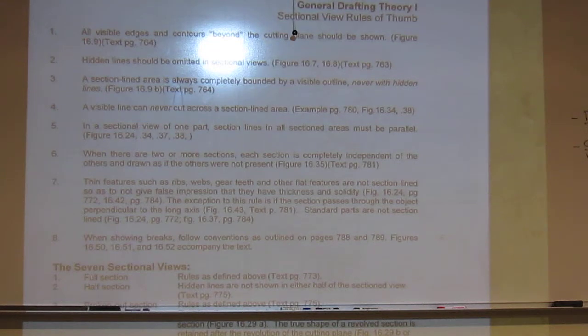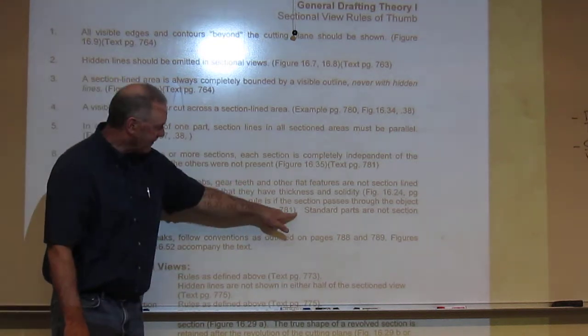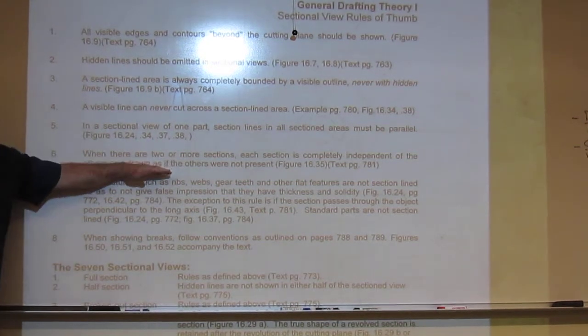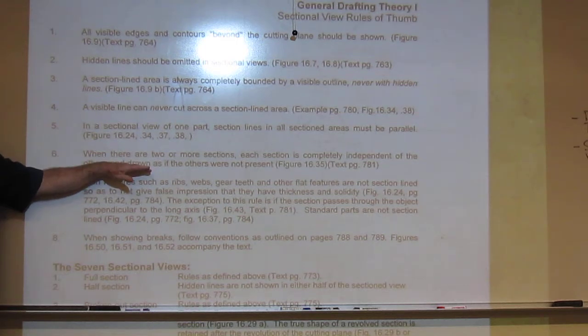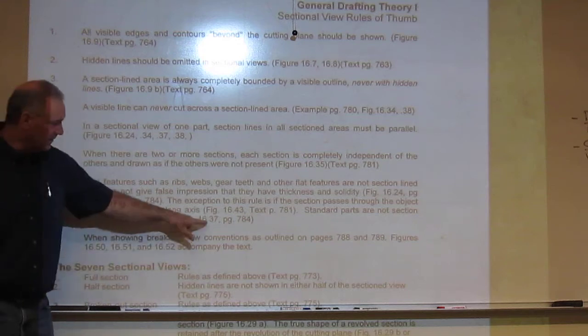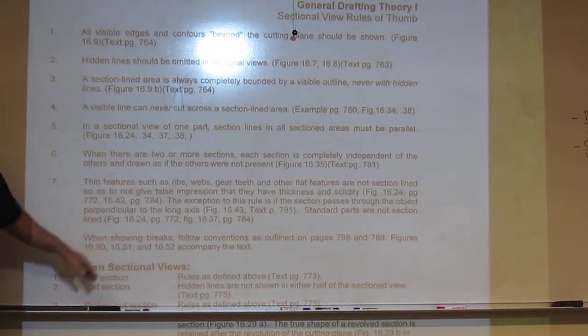Any of these rules that you would like to go over? Number 7. Number 7? Okay. 7's really got 2 parts in it. The first section, all the way till the last line, so from the start to right here, has to do with structural items and trying to not give a false impression of mass. After that, we do have one statement at the end that just says standard parts are not section lined.